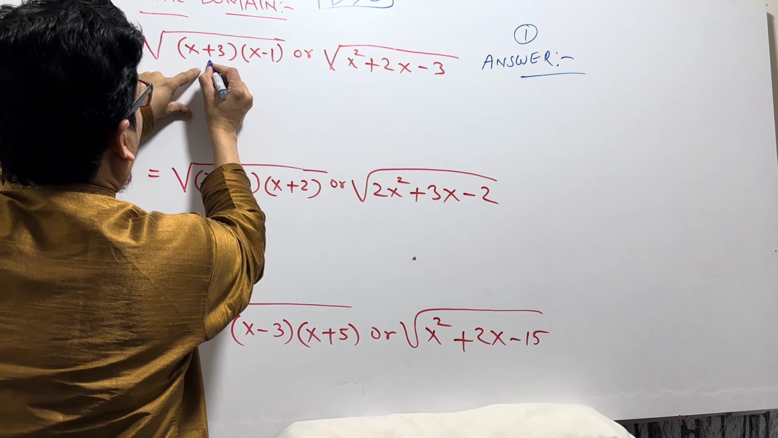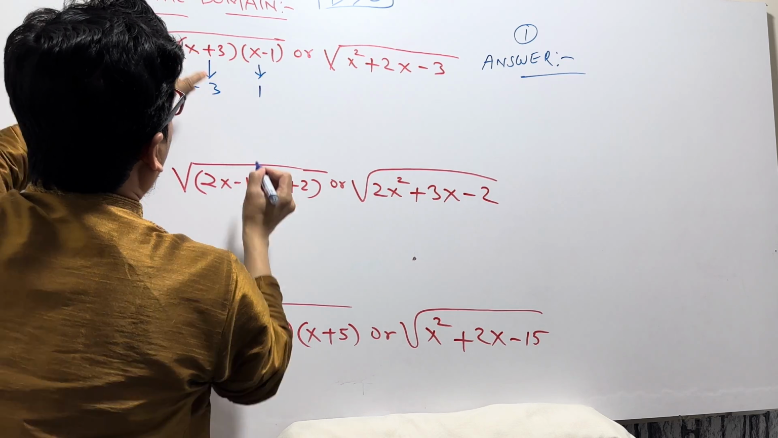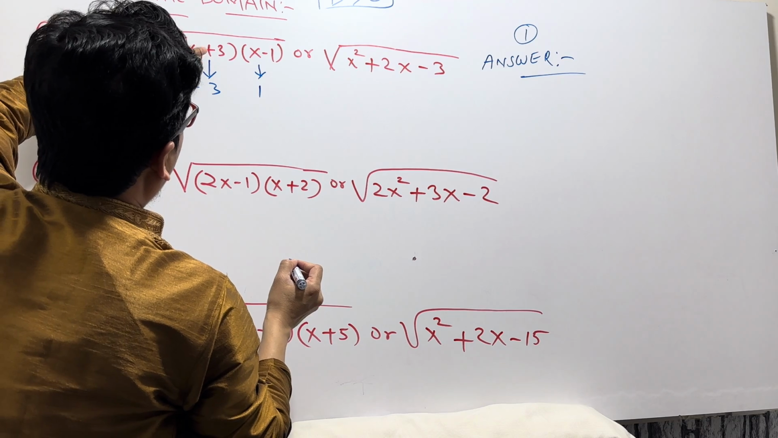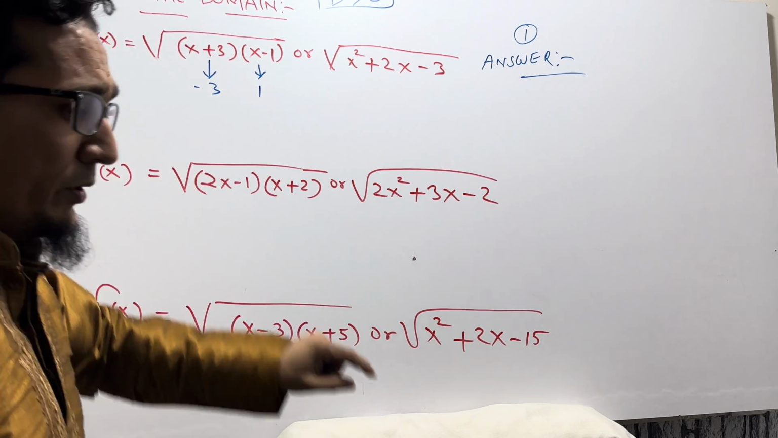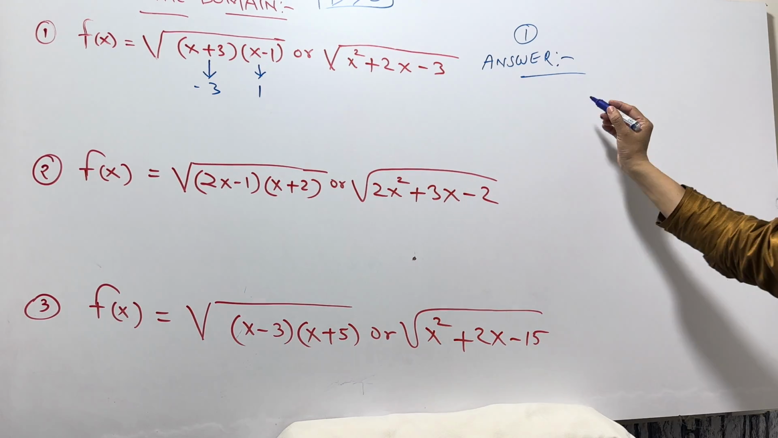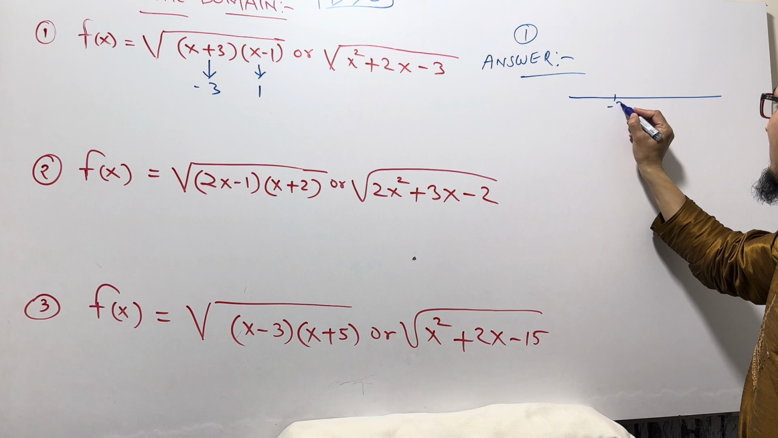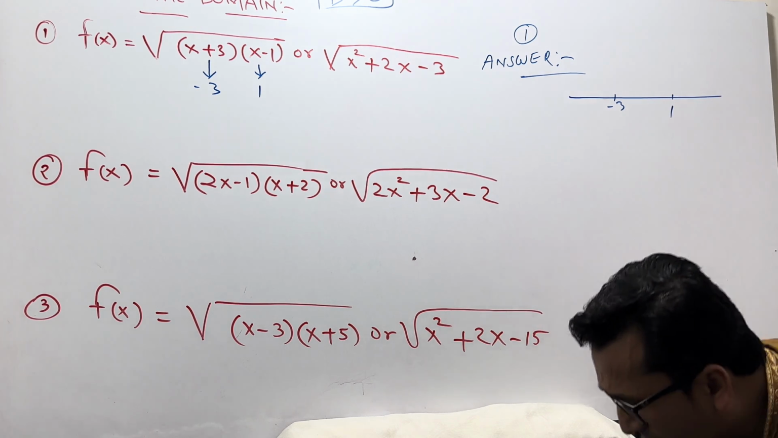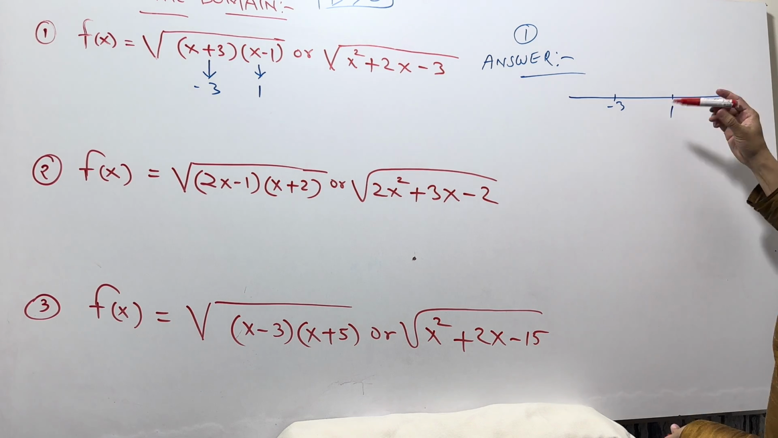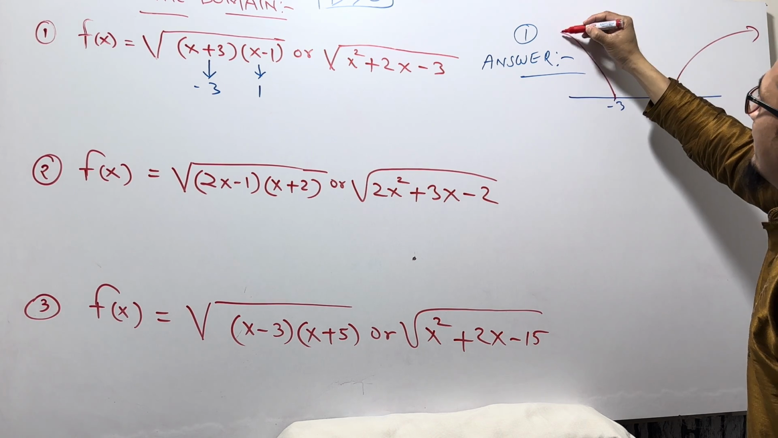Okay, so what are the zeros here? This is minus 3. What is the zero here? This is 1. This is x plus 3, so take the opposite value first: minus 3, and this is 1. So minus 3 and 1. Where will it be in the number line? So minus 3 will be, I think, this side, and 1 will be this side, right? After then what you have to do? Nothing. Just draw a line here, one this side and one this side.